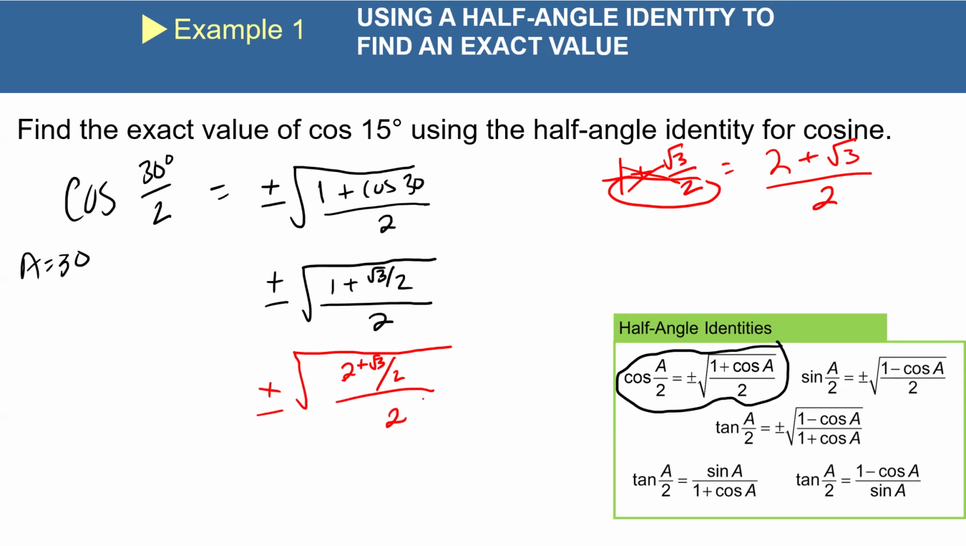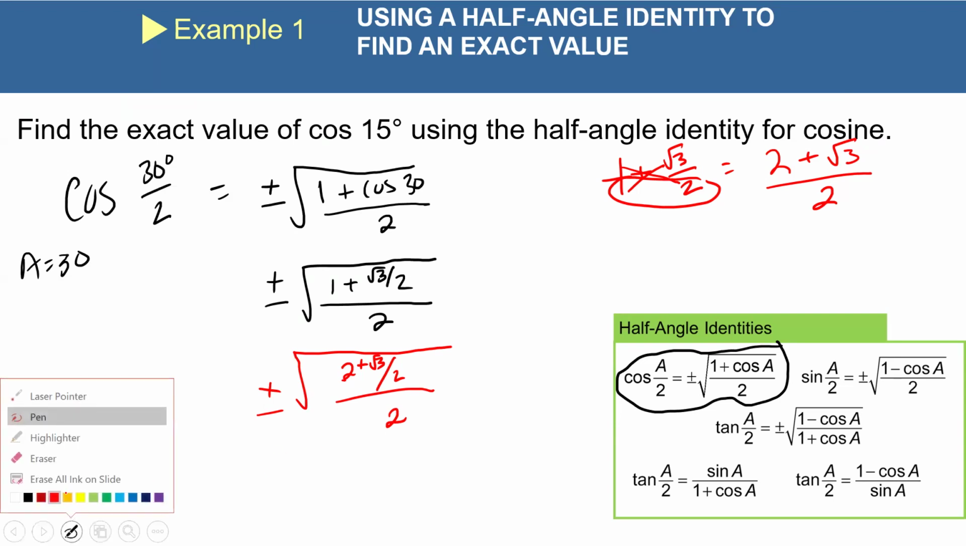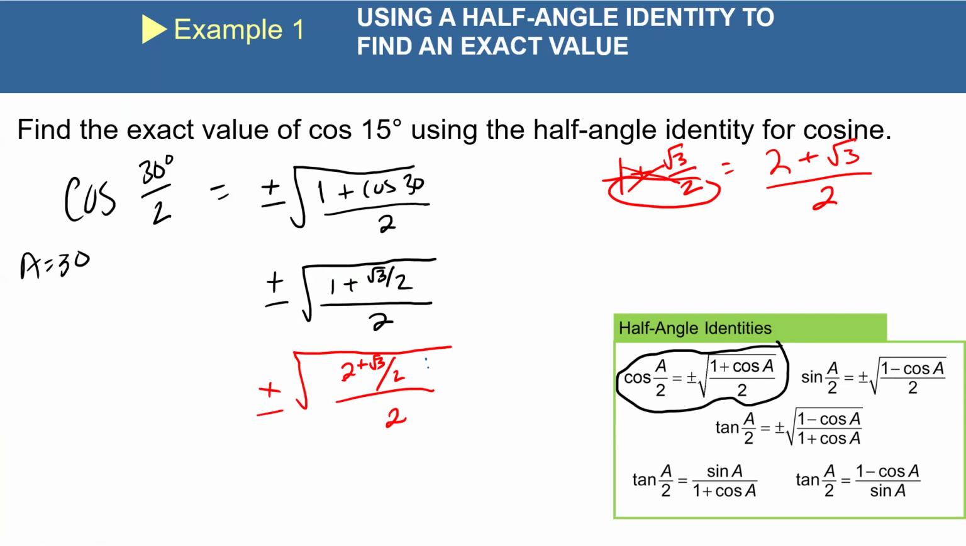Okay, how do we divide fractions? We keep, change, and flip it. So we have 2 plus the square root of 3 times, instead of 2 over 1, it becomes 1 over 2. And what does that make? We end up with 2 plus the square root of 3 all over 4.